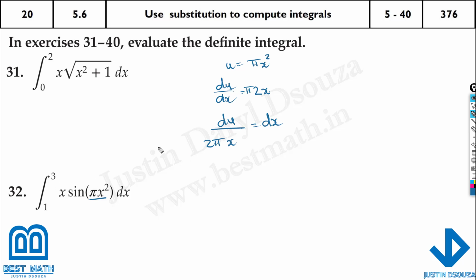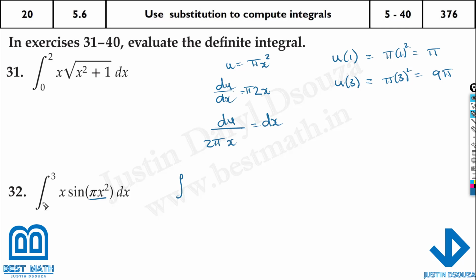This is not done. We need to do step 2 for the limits. u of 1, because the lower limit is 1, will be pi times 1 squared, that is pi itself. What about the second limit? Here we'll have pi times 3 the whole squared, so 3 squared is 9, giving 9 pi. So these are the new limits.